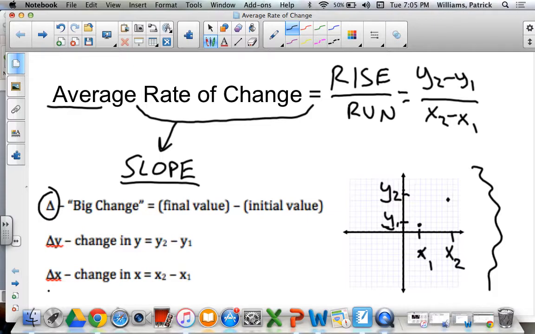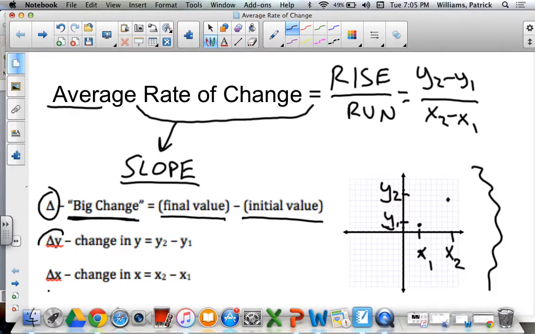What delta means is big change, okay? That means some final value minus some initial value. An example is that if I'm going to speed up from 50 miles per hour to 60 miles per hour, that means I need to speed up by 10 miles per hour. That's the change I need to go from 50 to 60. So to calculate that change, it would be my final value, 60, minus my initial value, 50, which gives me my change, 10. Okay, that's an example of what final value, initial value, and change mean.